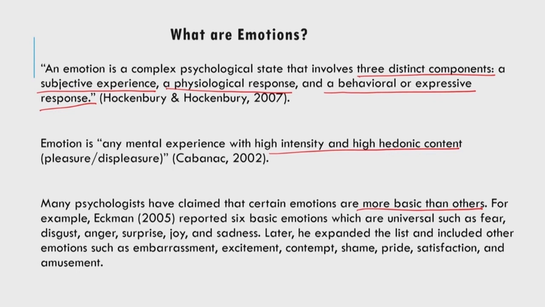One of the particular researchers, his name is Paul Ekman. He is one of the pioneers in research in the area of emotions. He reported that we all human beings experience six basic emotions. By basic emotion we mean it is biologically and psychologically very basic and fundamental, and they are universal. So, that is the meaning of basic emotion. There are six basic emotions according to him. These are fear, disgust, anger, surprise, joy, and sadness.